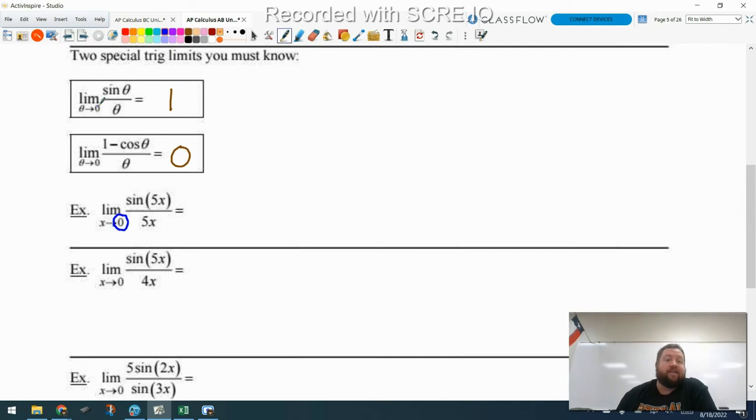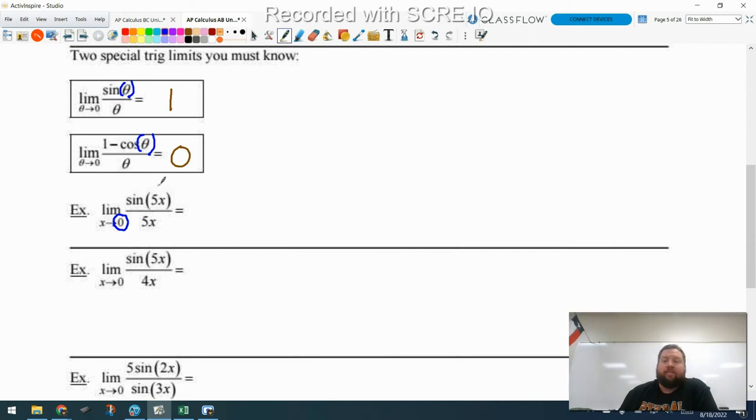That has to be the case. If your theta is approaching 1 or infinity or pi over 3, then it doesn't work. This is only for a limit where your variable is approaching 0. The other thing you're looking for in both versions is that your theta inside the trig function, so this theta is inside the sine, this one's inside the cosine, has to match the theta on the bottom. They have to be the same.